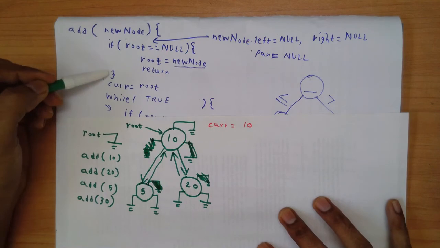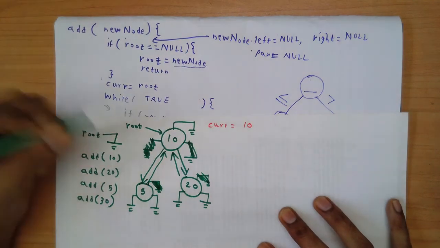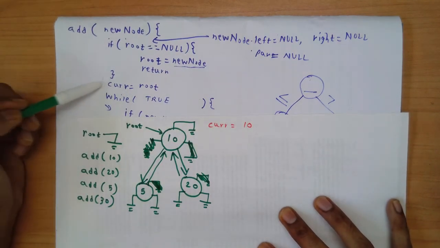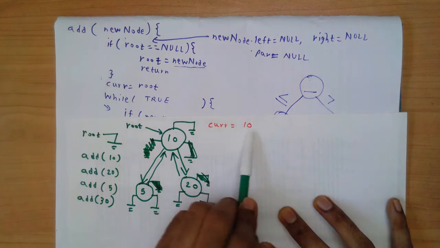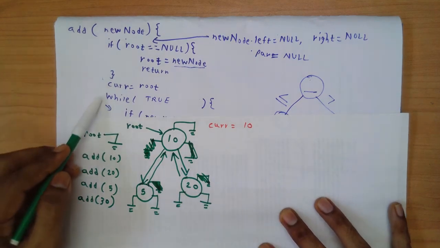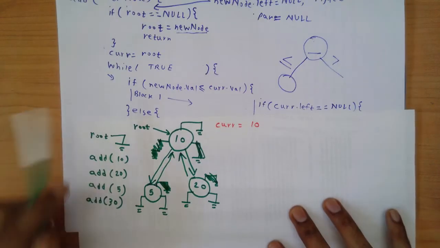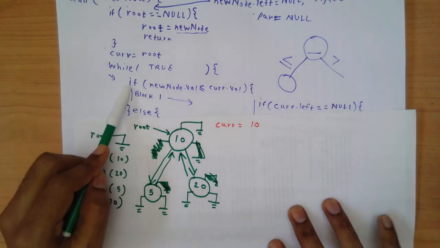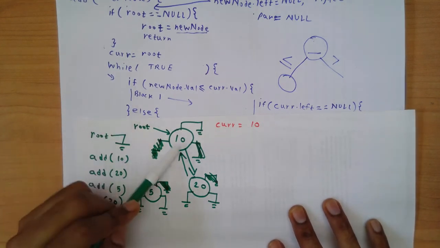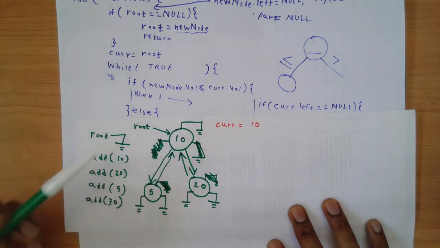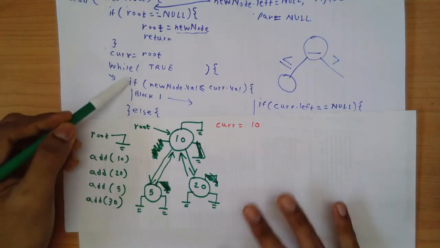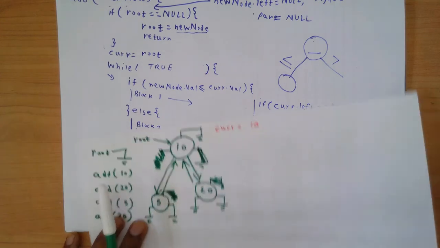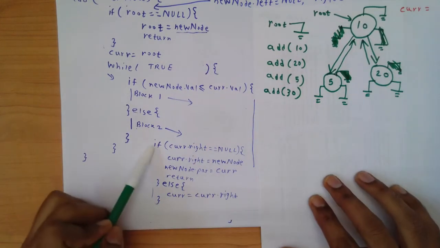My root is not empty. I'm starting with root as 10. Okay, so this block is skipped. Current is going to be 10. Fine. And now I enter this loop and ask the question, the value that I'm trying to insert, is it less than my current node? My current node is 10. The value to be inserted is 30. So this is not true. So I'll enter the else, which is block 2, and I ask a question.